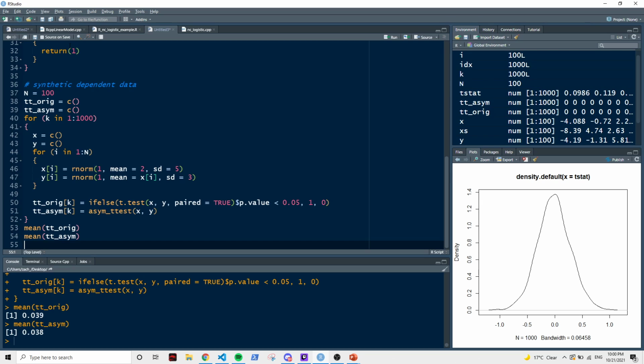So that pretty much covers it. We derived an asymptotic approximation to the dependent t-test, which with enough samples is pretty much 1-to-1 almost.